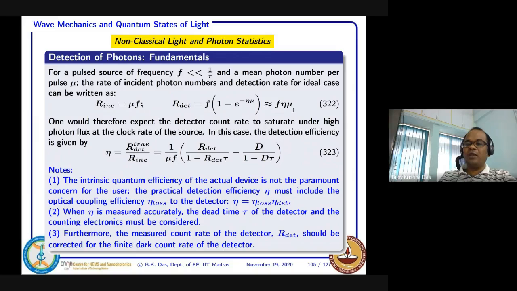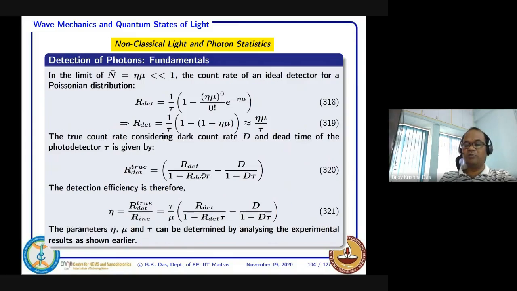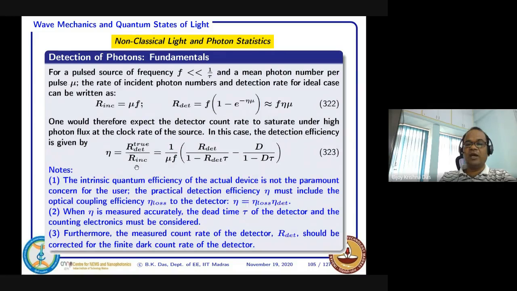So in that way, if we try to find out again, considering the dark current, dead time, all those, then your detection efficiency will be like this. Okay, just the same thing like R2, whatever true detection you are getting, this will be the true detection, and then divided by R incidence. R incidence again, you just put down here mu times f, that is R incidence.